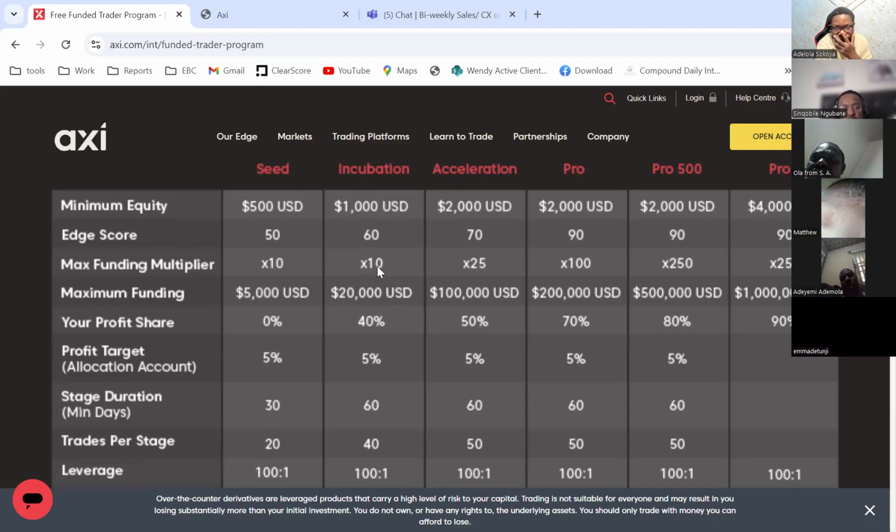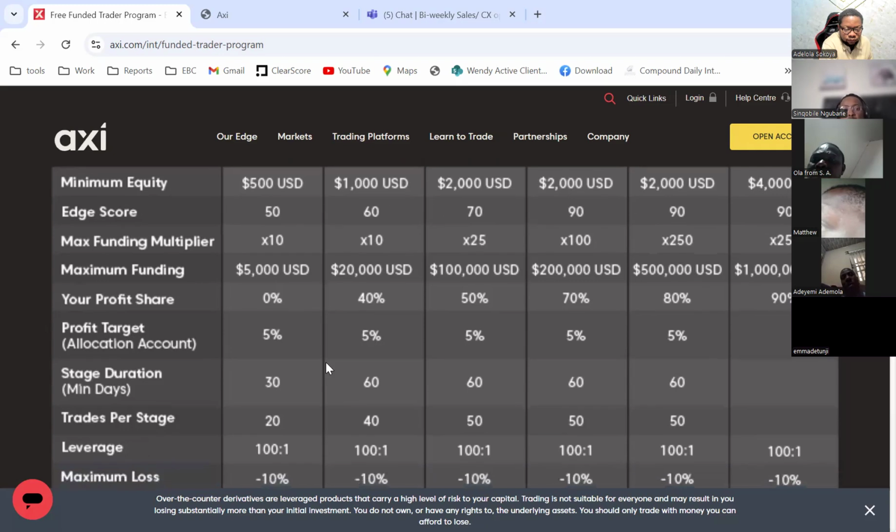And then max multiplier is still 10. The maximum funding on this stage now is 20,000. Profit split is 60-40, so you keep 40% of the profits that you generate. Profit target is still 5% of the $1,000 or 5% of the 20,000, whichever way you look at it. And the stage duration is 2 months, or let's say 60 days.